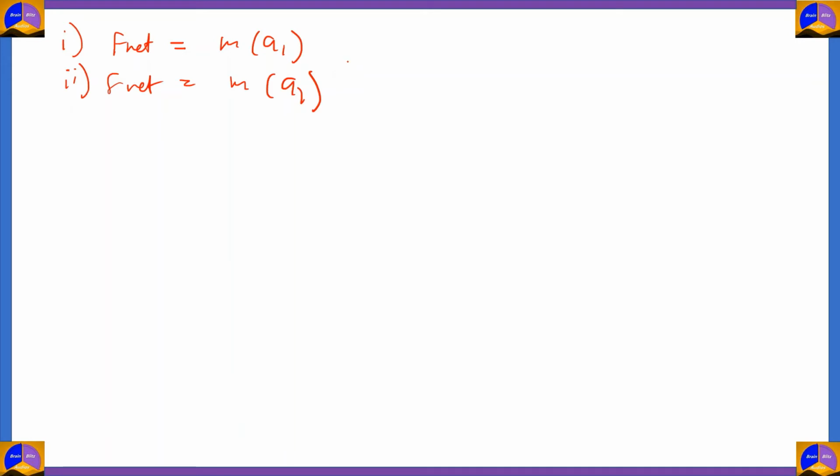Now, since we know that in the first case it is the sum of the forces, and in the second case it's the difference between the forces, we can safely conclude that ma1 will be larger than ma2. Means the first force will be larger than the second force. So both m can be cancelled because over here it is the same mass that's moving up and down. So a1 is greater than a2.